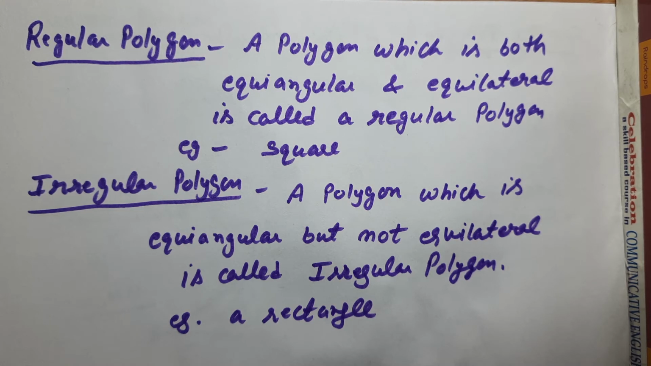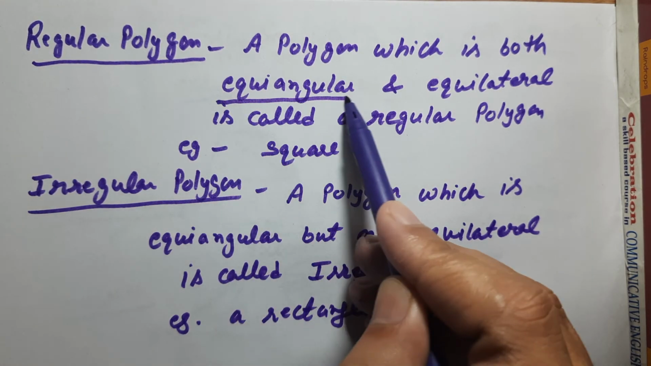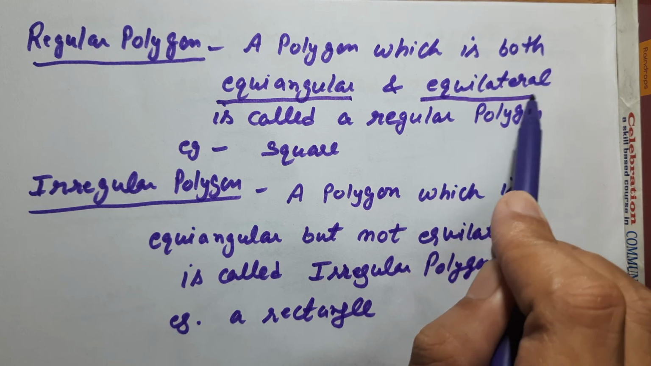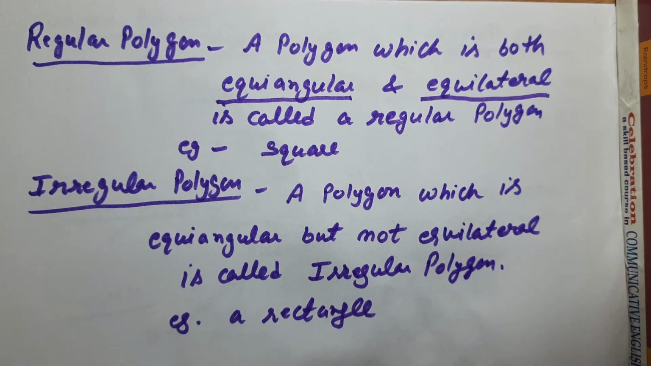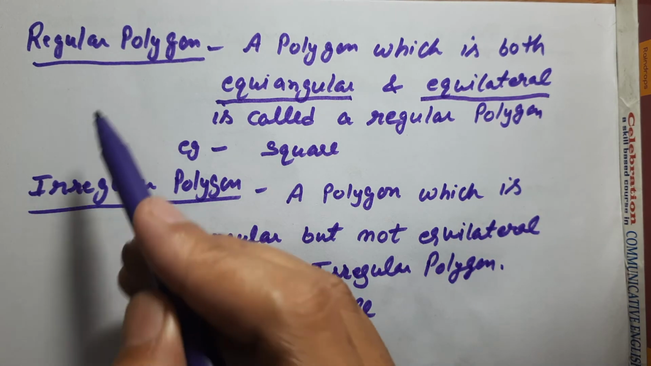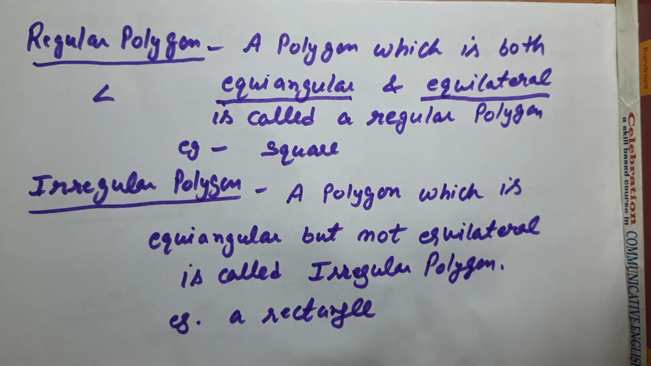As the name suggests, polygons are made up of line segments, closed figures. So what is meant by, first of all, a regular polygon? A polygon which is both equiangular and equilateral. What is meant by equiangular? All the angles equal.